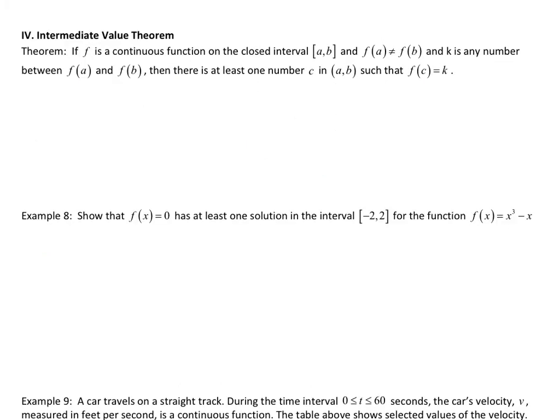The last piece of today's lesson is about the intermediate value theorem. This theorem states that if the function f is a continuous function on the closed interval between a and b, and f of a is not the same as f of b, and k, the value k, is any number between f of a and f of b, then there is at least one number c in the closed interval a to b such that f of c is equal to k.